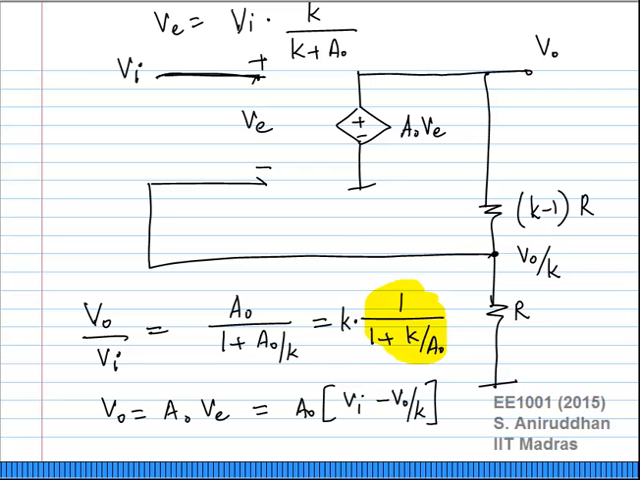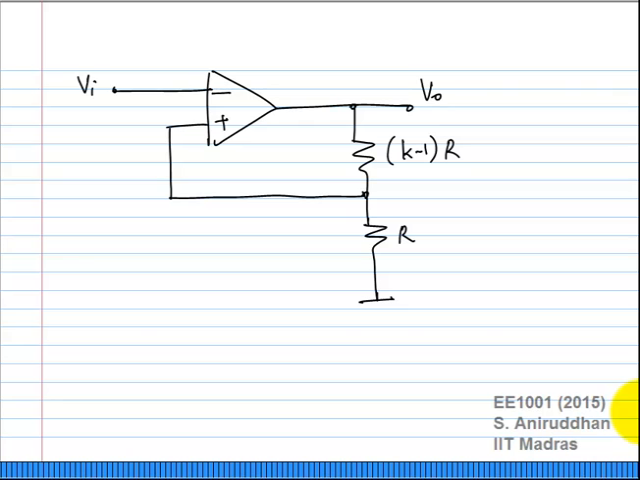Go back here. If you just change the sign of VI, what will happen? VE will now become minus K by K plus A0 times VI. No, actually there will be a negative sign here also. But basically what you'll find, you can work it out, I'll give it as a homework. You draw the equivalent circuit for the op amp as a voltage controlled voltage source and figure out what will happen. You will find that if you set A0 to be infinity, you will still get the same values as before.